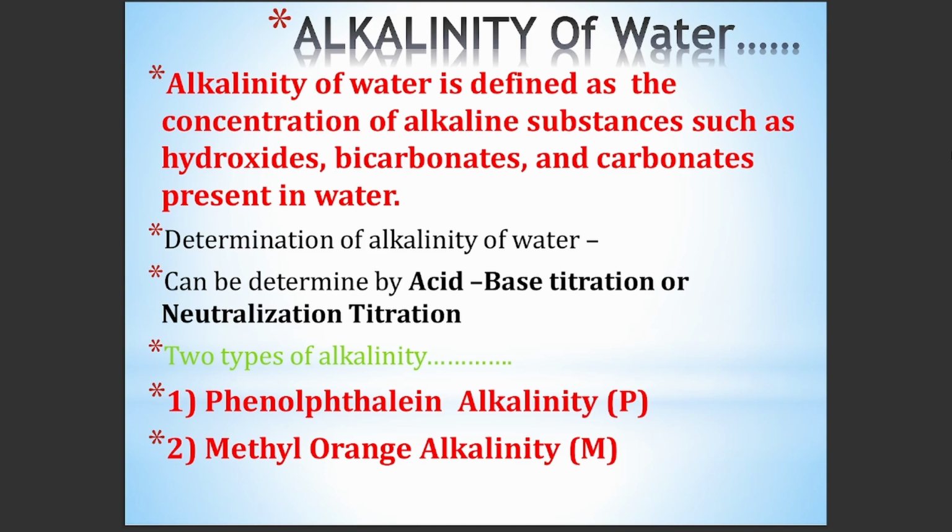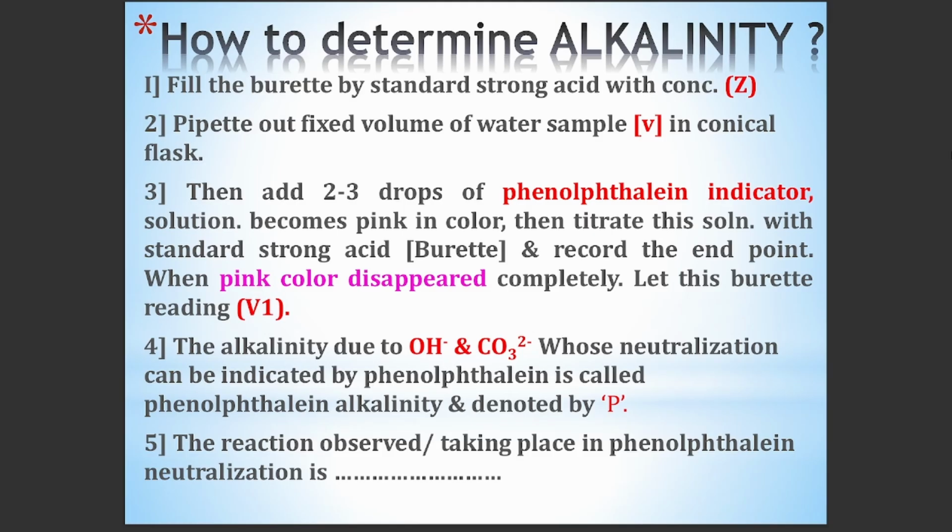So let us discuss the procedure to determine the alkalinity of a water sample. For that, you have to fill the burette with a standard strong acid solution of concentration, let us say, Z. Here we can use HCl as well as H2SO4, but mostly HCl is used for the titration. Then pipette out a fixed volume of water sample, let us say V volume, into a conical flask, and then add 2 to 3 drops of phenolphthalein indicator to the water sample. Then the water sample becomes pink in color.